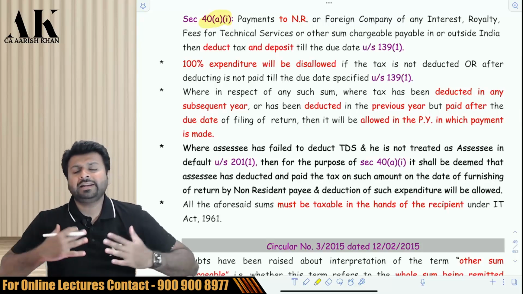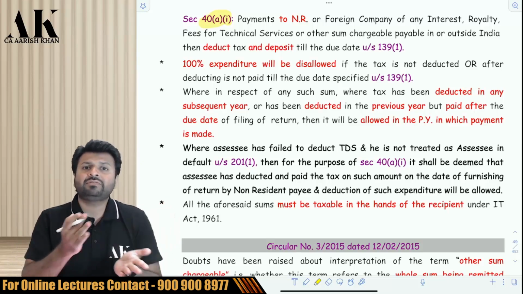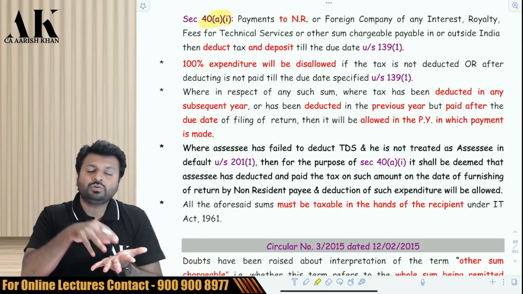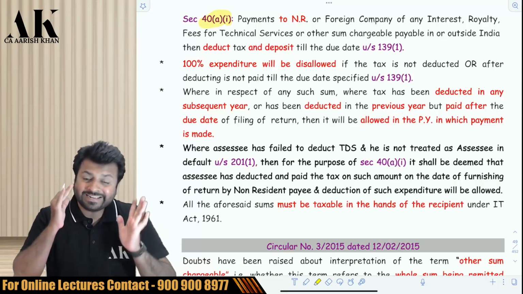So what should I ideally do? Ideally, you should deduct before the year ends. Deduction has to be done in the current year. That is the first condition. After you deduct in the current year, then you have to make the payment till the due date of filing of return. So deduct in the current year.